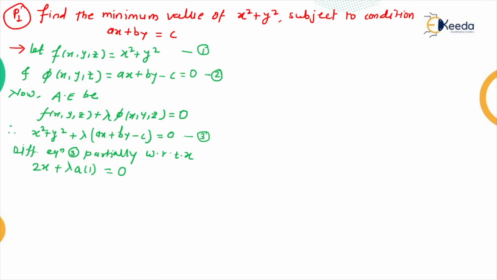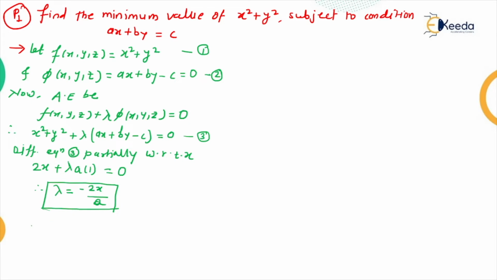Because by and minus c are constants, and you know the derivative of a constant is 0. Therefore we get the value of lambda: lambda is equal to minus 2x divided by a. This is the value of lambda after differentiating equation 3.